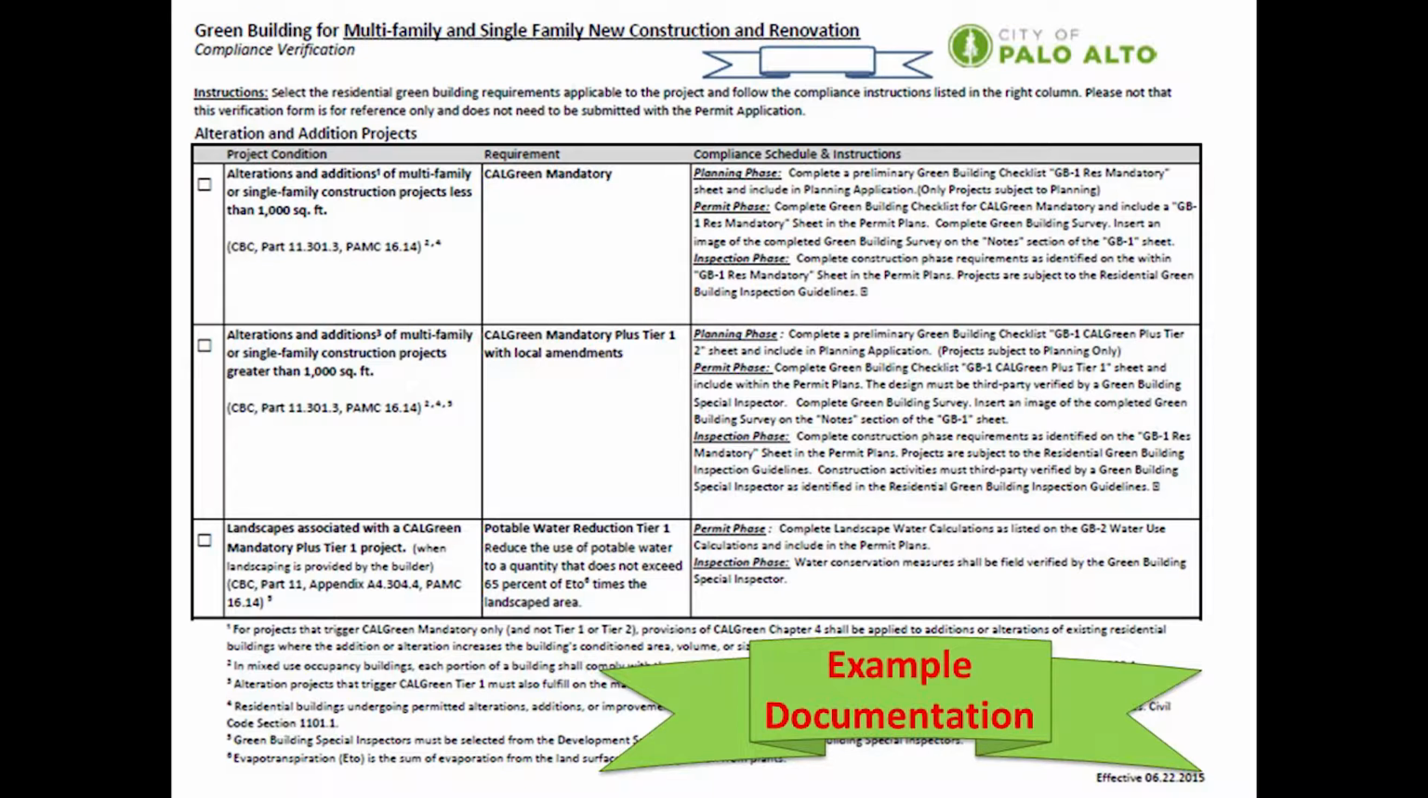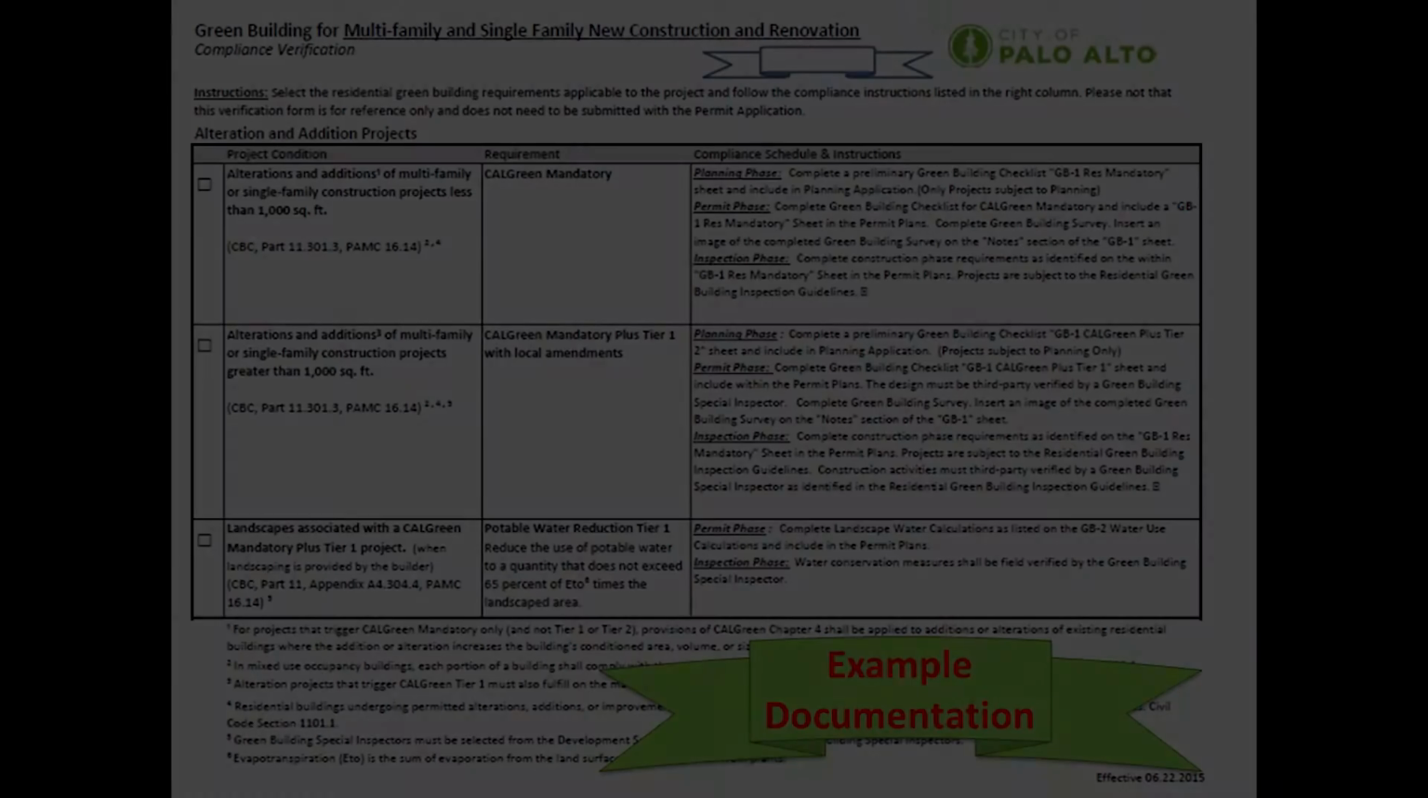This form is the Green Building Verification Form. It outlines the requirements for all residential projects into 3 columns. On the most left-hand column, we have the project conditions, or the project trigger. The next column outlines the green building requirements. And then the third column outlines the compliance schedule and instructions. And we're going to do a demo of this form.